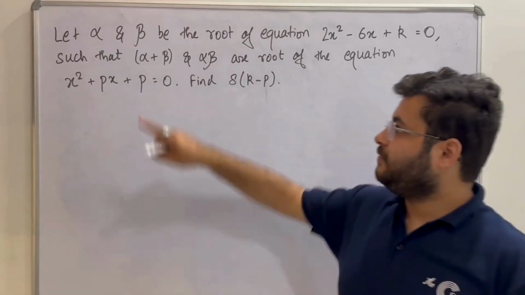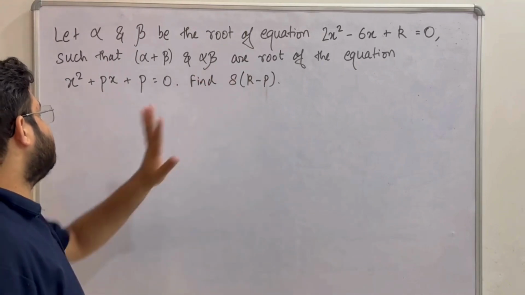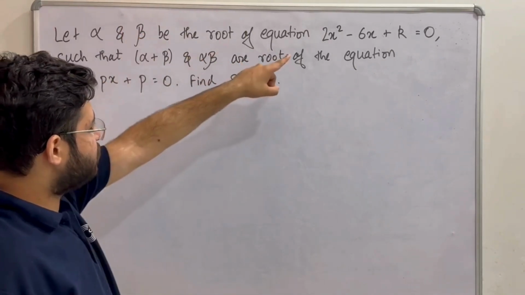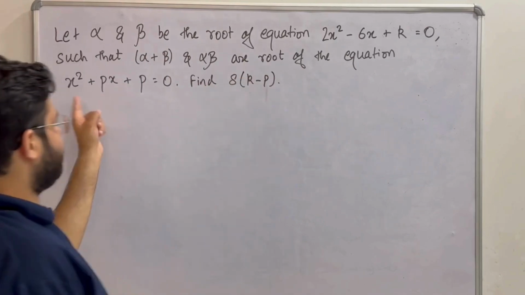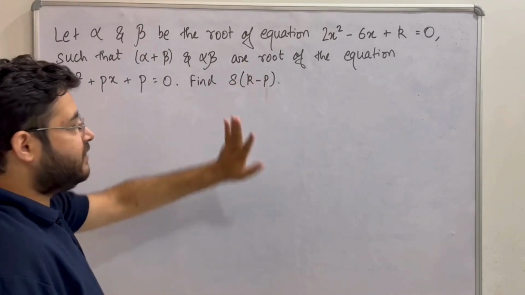On to question 5, what we have: let alpha and beta be the roots of equation 2x square minus 6x plus k equal to 0, such that alpha plus beta and alpha beta, that is the sum of the roots of that equation and product of the roots of that equation, are the roots of this new equation, that is x square plus px plus p, and we have to identify 8 times of k minus p.